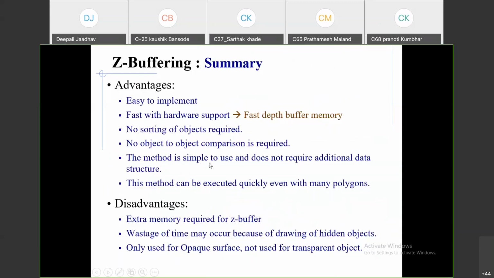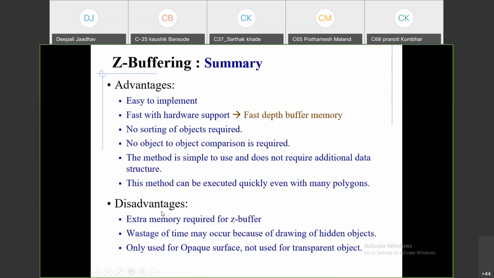The method is simple to use and does not require additional data structures, such as a stack or list. So this kind of data structure is not required. This method can be executed quickly even with many polygons. Any number of polygons, it is executed quickly.